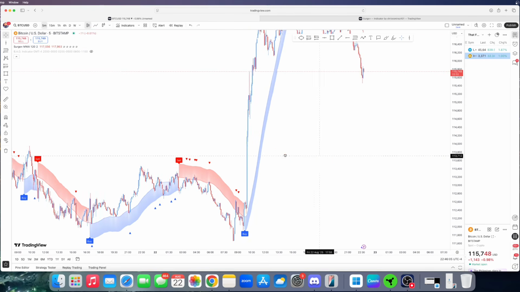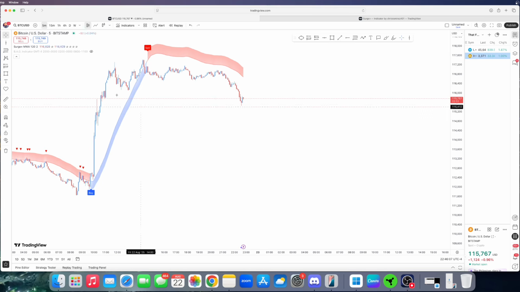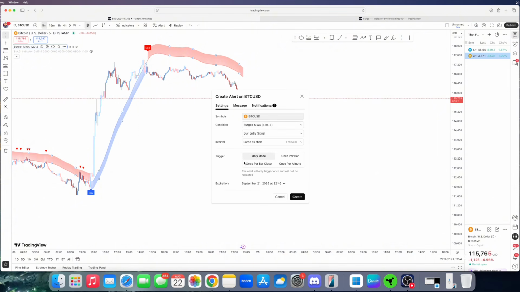But yeah, that's actually going to lead me to my next thing I want to go over. If you guys need to set the alerts, you guys go to the top left section, hit the 3 dots, go to add alert on Surge Plus.